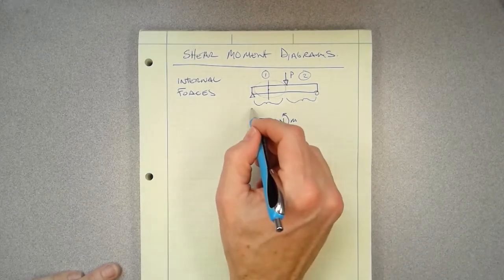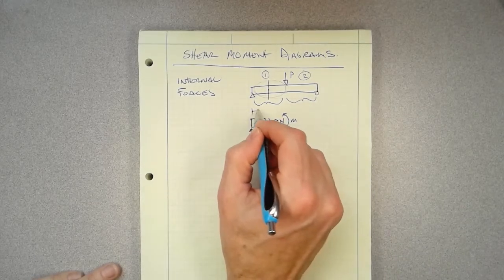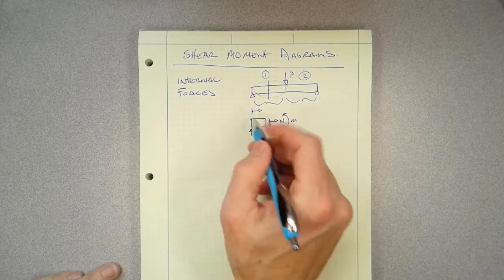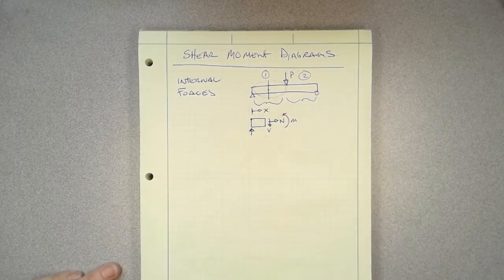Now, the other thing that we need to do is give a coordinate system, and in this case I'm going to call this X. So we're going to calculate everything from the left hand side of our beam.